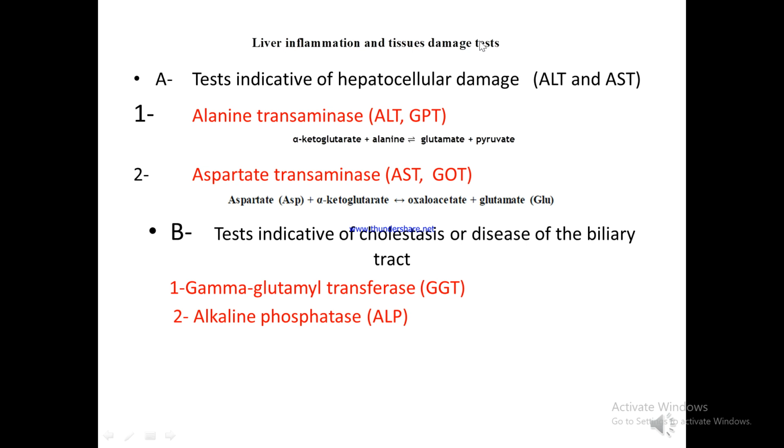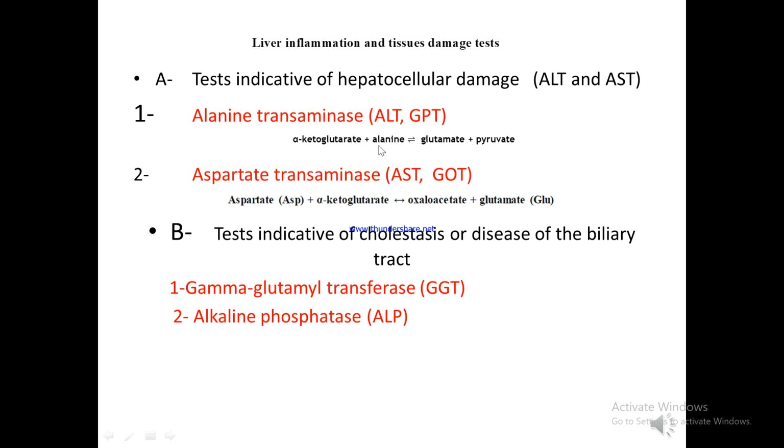Liver inflammation tests include tests indicative of hepatocellular damage: alanine transaminase and aspartate transaminase. Alanine transaminase is responsible for converting alanine to pyruvate, and this reaction is reversible, so alanine transaminase can be named GPT, or glutamic pyruvic transaminase. Aspartate transaminase converts aspartate to oxaloacetate, and this is a reversible reaction, so we can name aspartate transaminase GOT, which is glutamic oxaloacetic transaminase.